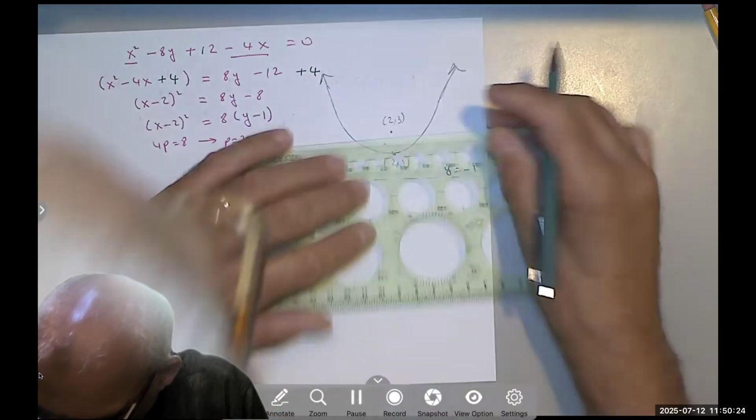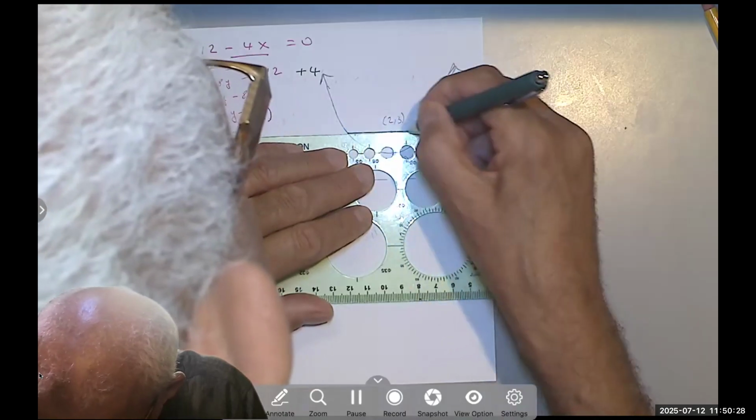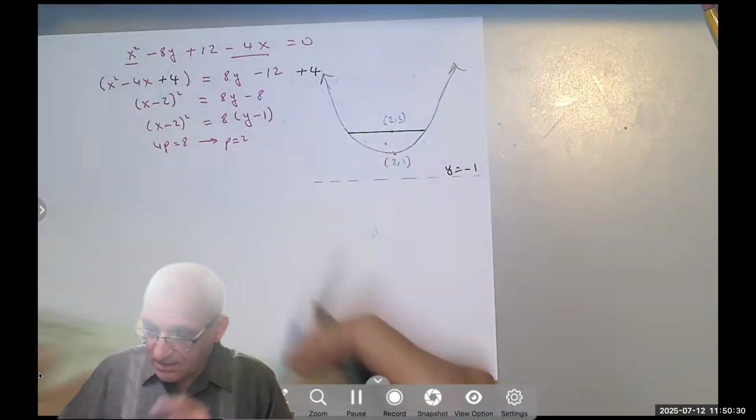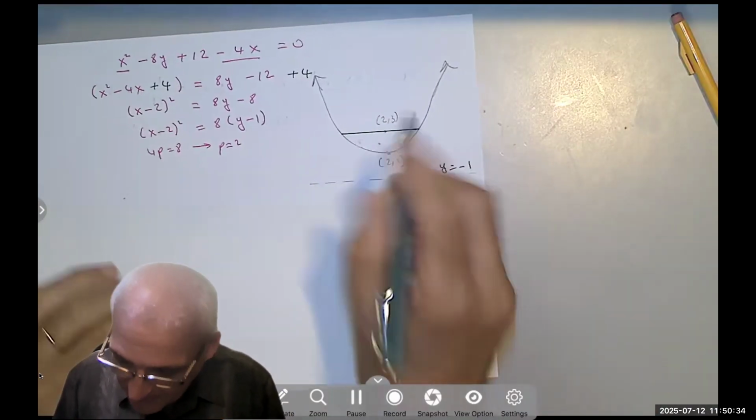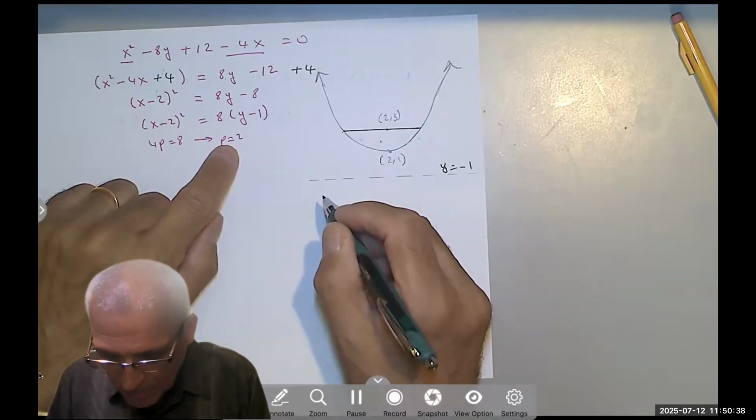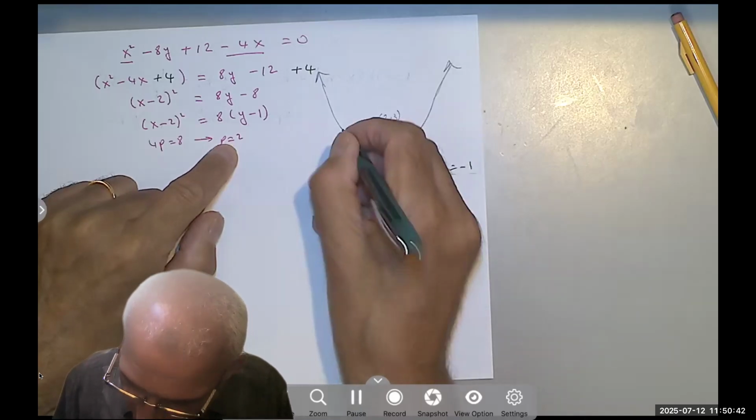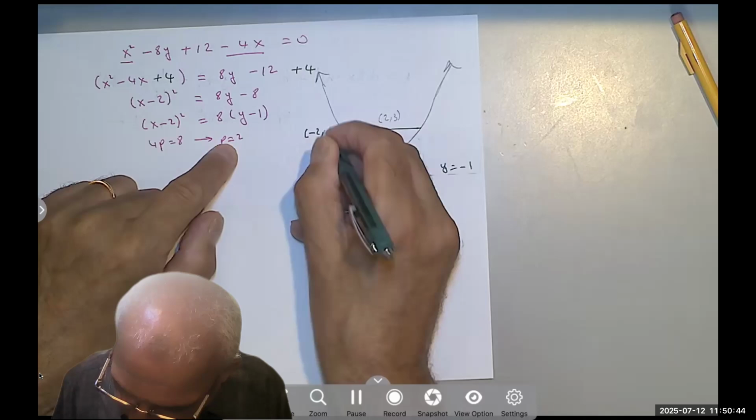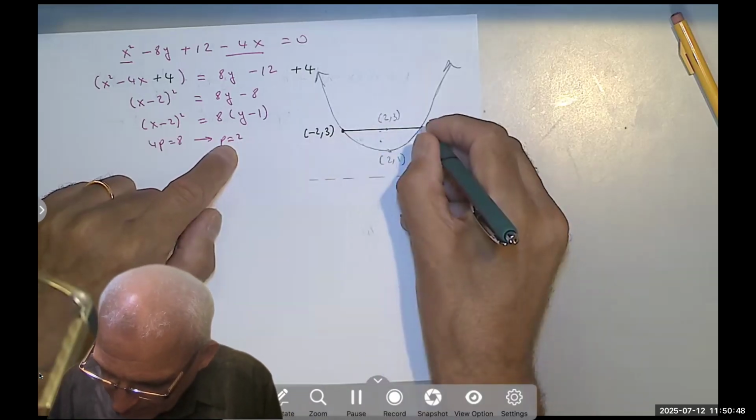If you want to find the latus rectum, we know that this distance is 4p, meaning this is 2p and this is 2p. If p is 2, then you go 2p to the left, meaning 4 to the left. This point would be (negative 2, 3). And if you go 2p or 4 to the right, that point would be (6, 3).